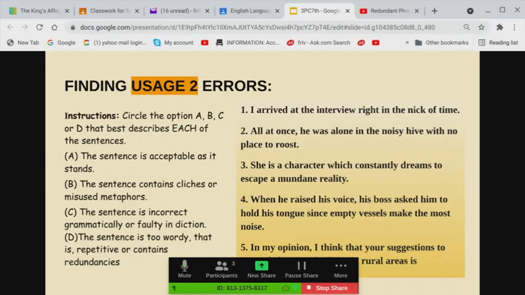So, just looking at the sentence here now. I arrived at the interview right in the nick of time. Which answer do you think that one is? Which letter response would you put right there and why? Ladies? Miss? Which letter response will you put right here? Is this okay? Is everything okay with this one?